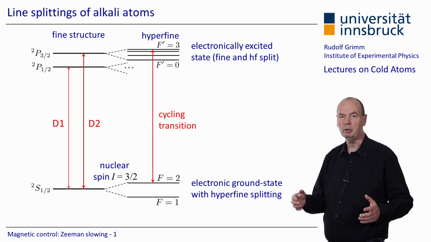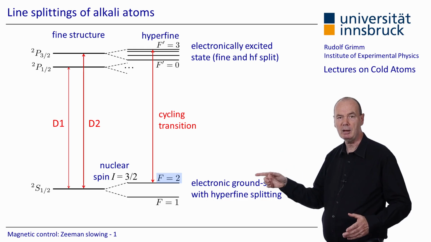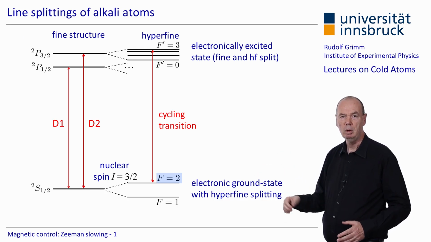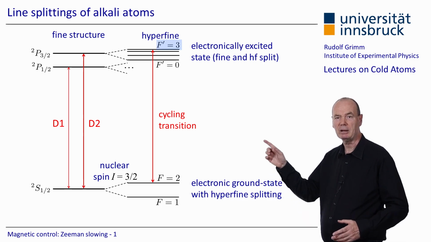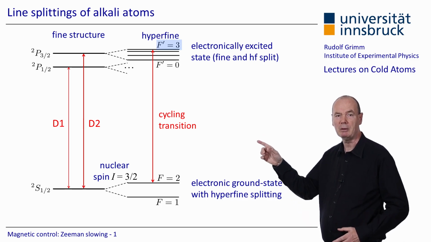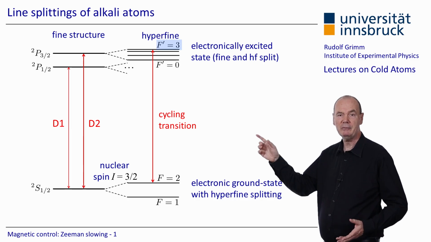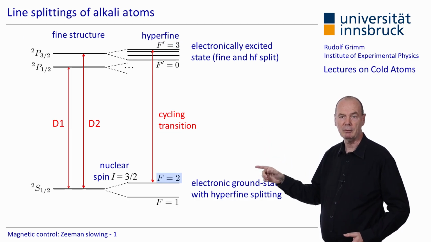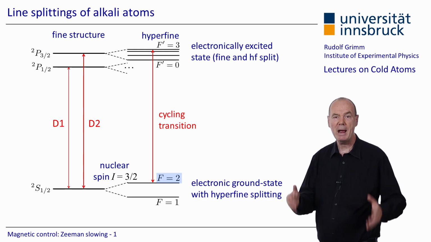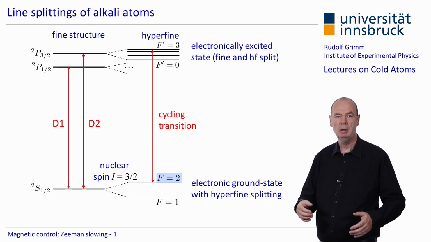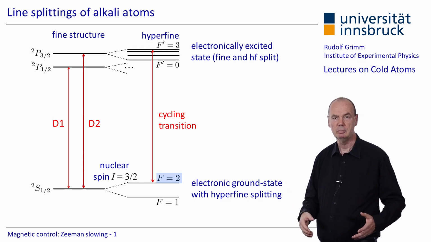Now assume that the sodium atom with I equals 3/2 is in the upper hyperfine ground state where F equals 2. Laser light excites this to the upper hyperfine level of the electronically excited state where F prime equals 3. From this state it can only decay back to F equals 2 and the whole cycle can be repeated many times. This cycling transition is our laser cooling transition.